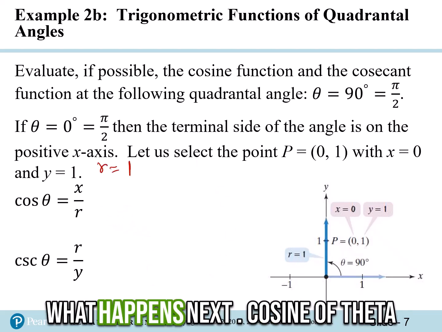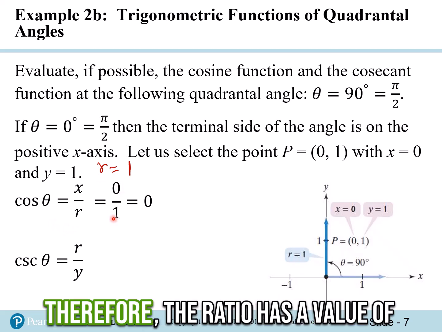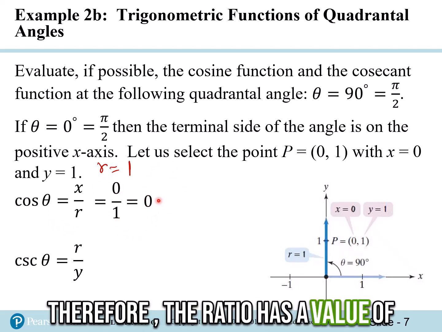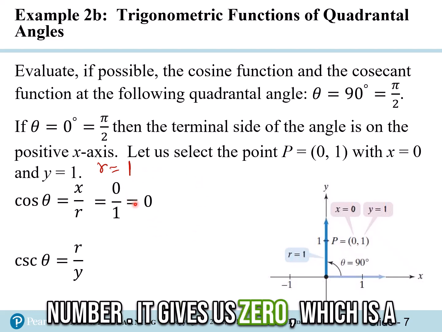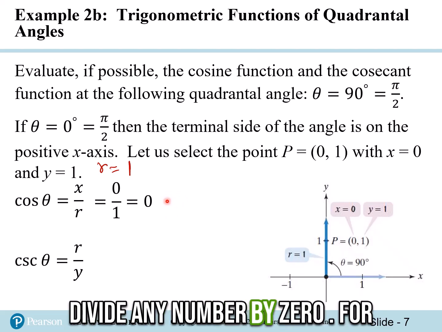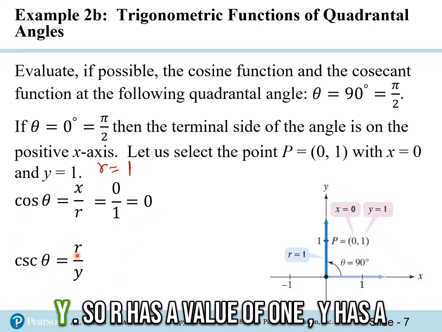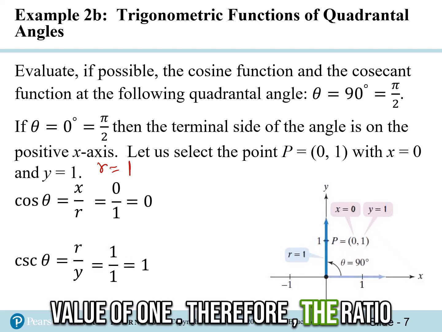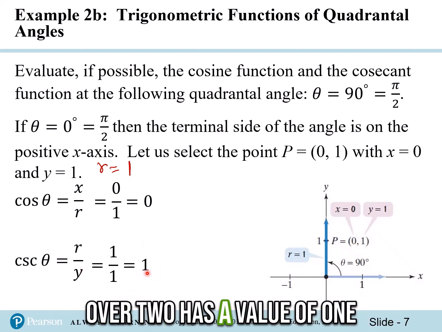Let's look at what happens next. Cosine of theta is x divided by r. X has a value of 0. R has a value of 1. Therefore, the ratio has a value of 0. Now, we can divide 0 by any number. It gives us 0, which is a real number. However, we cannot divide any number by 0. For cosecant of theta, it's r divided by y. R has a value of 1. Y has a value of 1. Therefore, the ratio for cosecant of 90 degrees or pi over 2 has a value of 1.